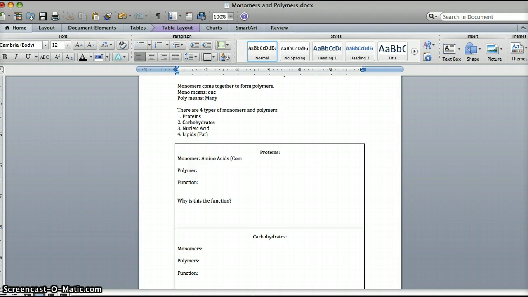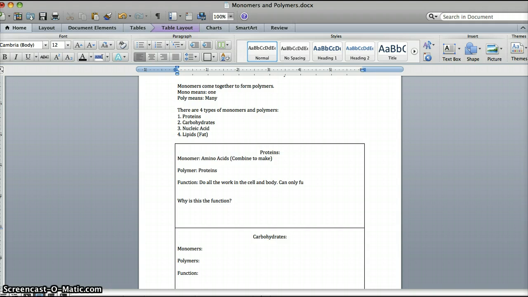Amino acids combine to make proteins, which are your polymers. So you have monomers, which are individual amino acids. They form together to make proteins. Now, what is the function of proteins in the body? Proteins do all the work in the cell and the body.